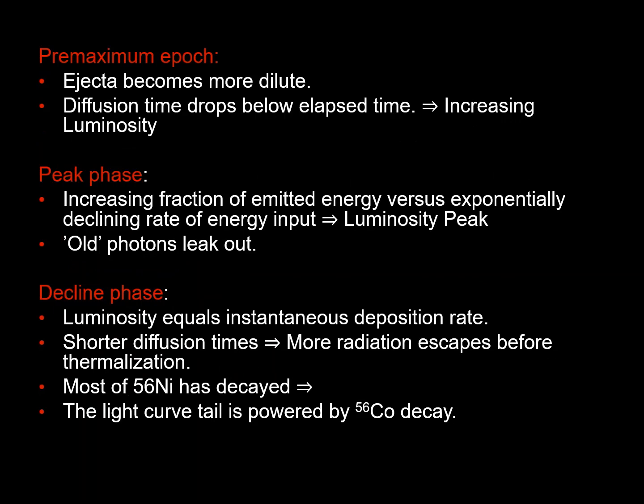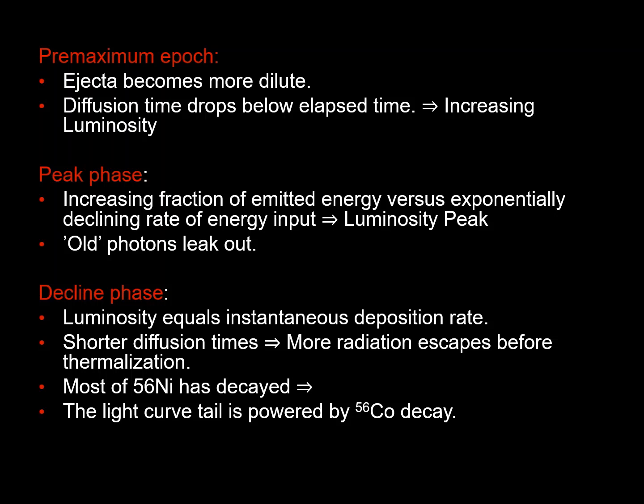Then comes the pre-maximum epoch, when the luminosity is increasing but not as much as that of the peak. During this phase the ejecta has become dilute due to expansion and the photons are able to escape through it. Hence there is an increase in luminosity.